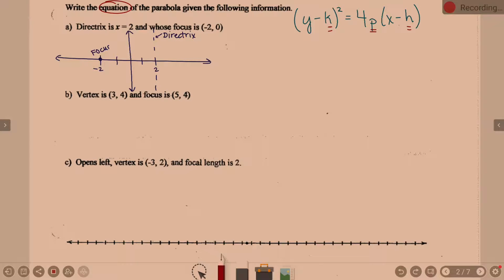Now, I just started to draw it without asking you guys an important question. Do you know where the vertex is based on just looking at this picture? At the origin? How do we know this vertex is at 0, 0? Because the vertex is equidistant from the focus and the directrix. Does that make sense? So that's how I know right there that if I sketch my parabola, my vertex is going to land at 0, 0.